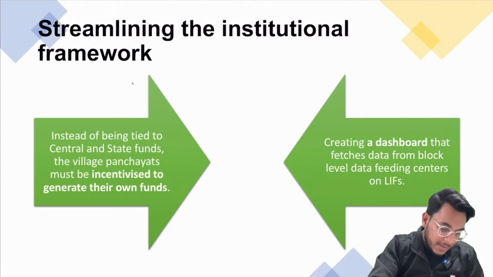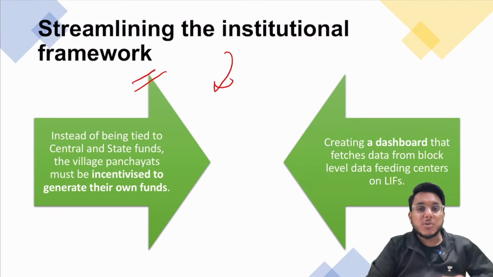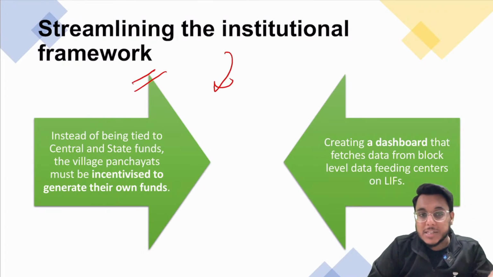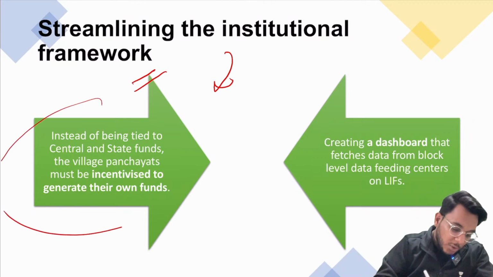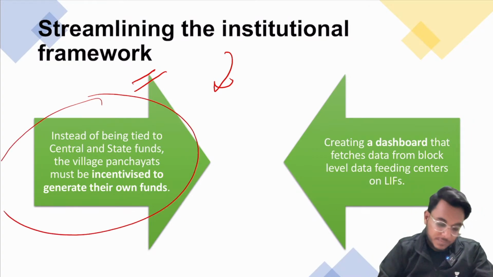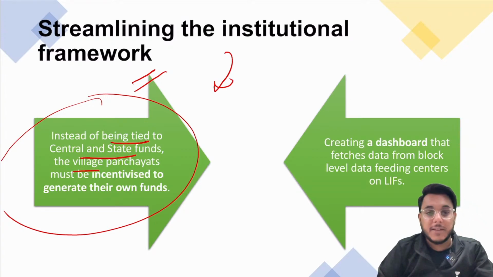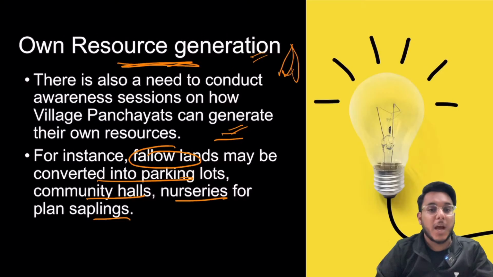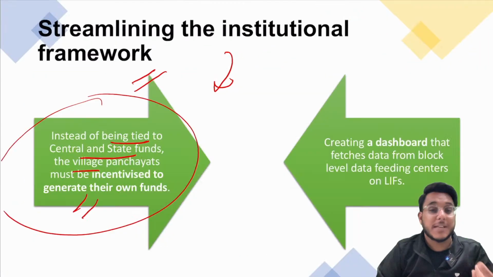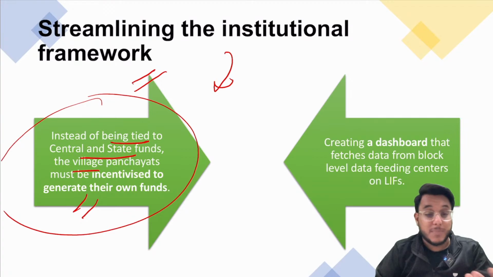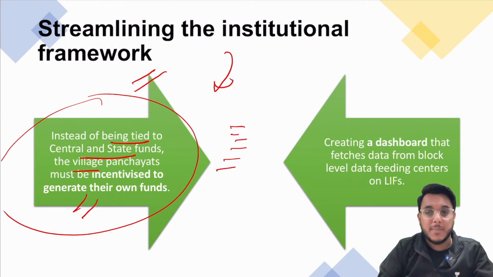Then, guys, the next thing that comes here is that there is also a need for streamlining the institutional framework. We need to know this particular thing: instead of being tied to central and state funds, village panchayats should be incentivized to generate their own funds. We have seen how funds can be generated. The empty lands can be converted into parking lots. In this way, many other revenue streams can be identified by the panchayats, such as village level taxes and many such collections.